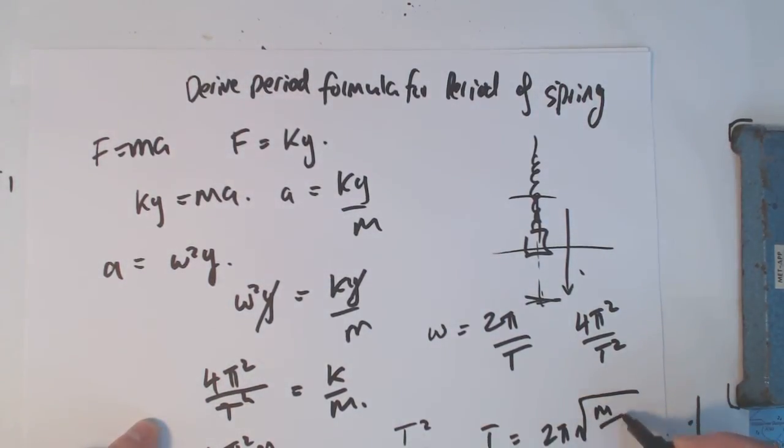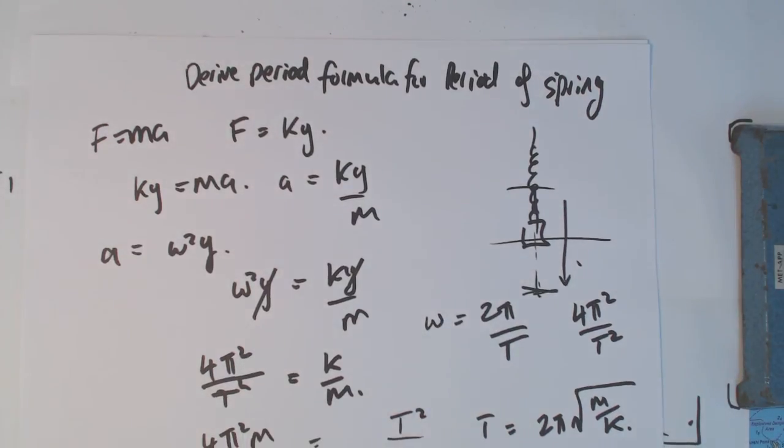If the mass gets bigger, do we expect the period to get bigger? Yes. If the spring constant gets bigger, do we expect the period to get smaller? Yes. So this all seems to work. Well done us.